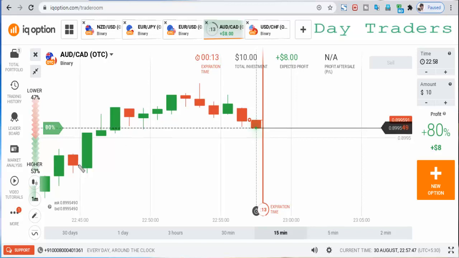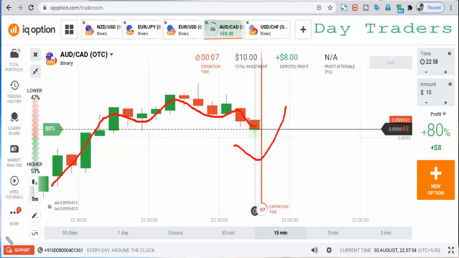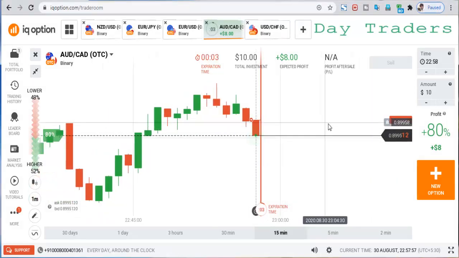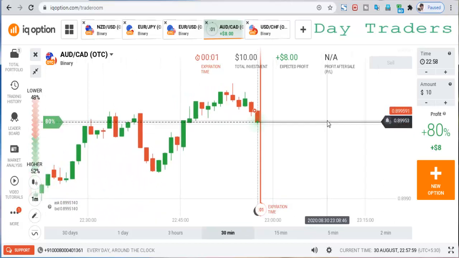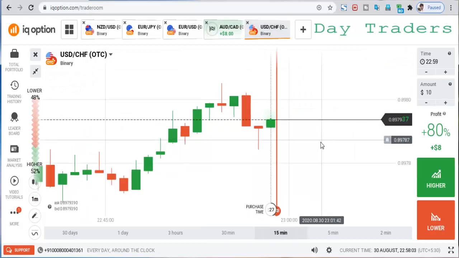And this is an uptrend market. After that, see the head and shoulder pattern. Okay, this is a winning trade. I will check the next pair.